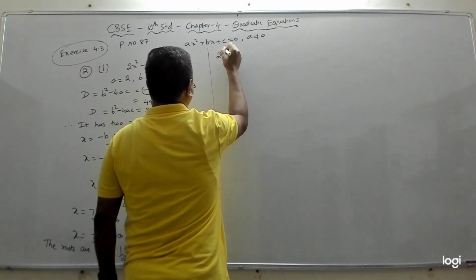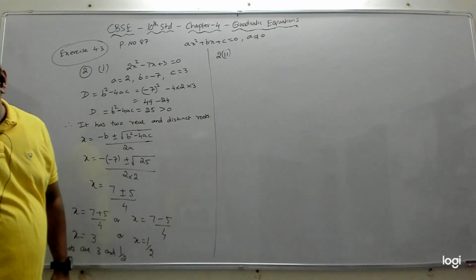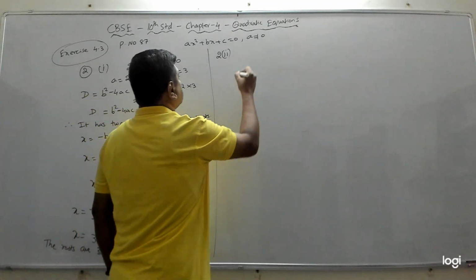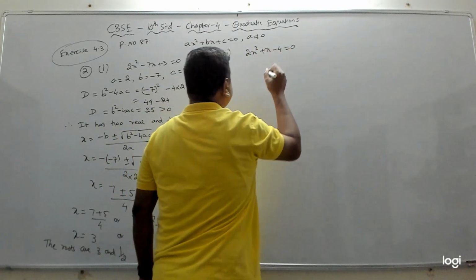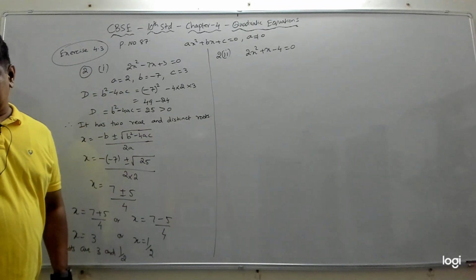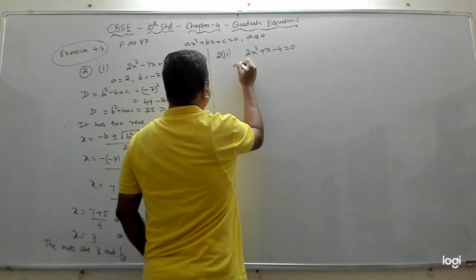Now second problem, second subdivision. The next equation is 2x square plus x minus 4 equal to 0. Now we solve this by the quadratic formula, same method. Again the first thing is we should identify a. A is what?